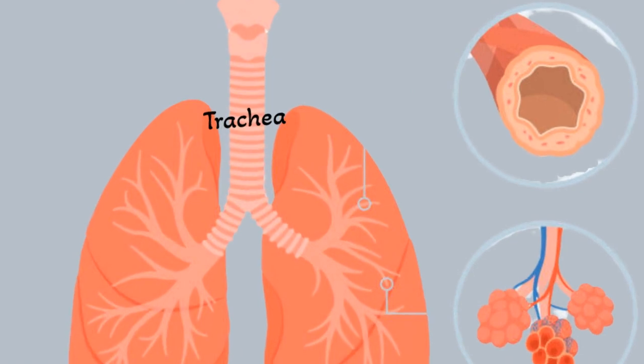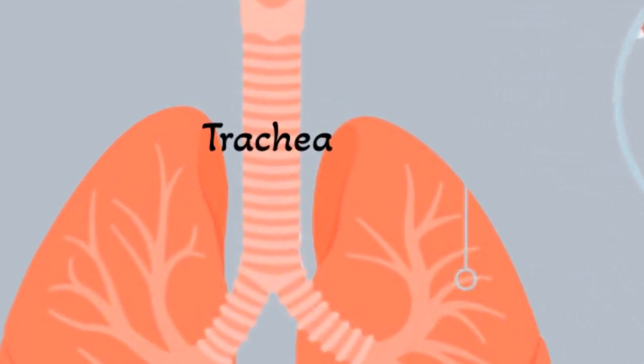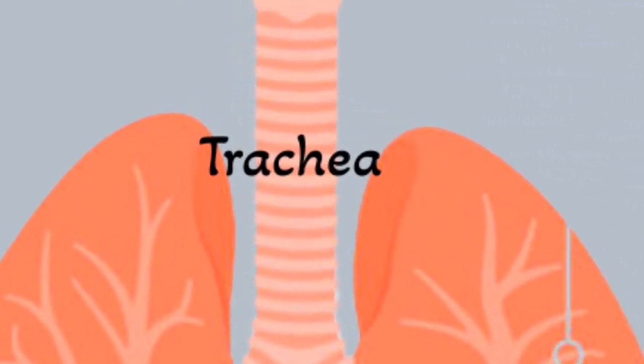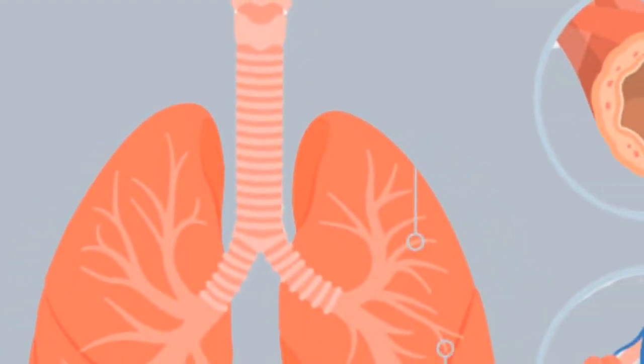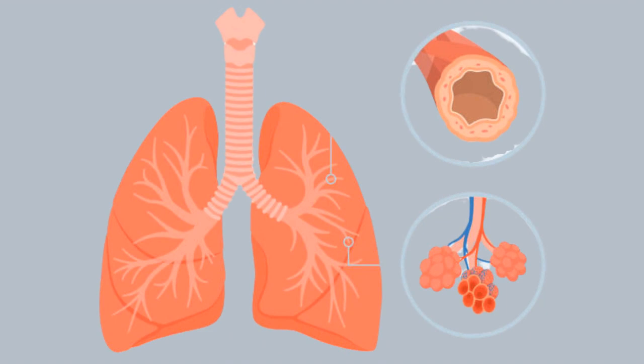Air then passes through the trachea, commonly known as the windpipe. The trachea contains C shaped cartilage, which prevents it from collapsing. It also allows the esophagus to expand when food moves down it towards the stomach.